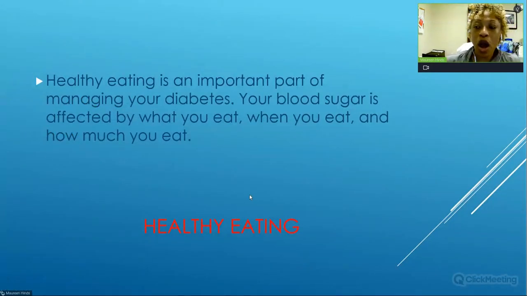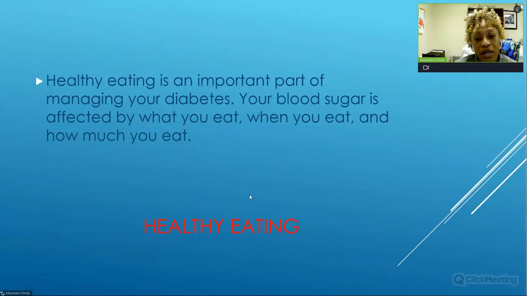All right. When we're talking about healthy eating, it's very important. It's probably one of the high interest areas when we have patients in classes in regards to diabetes and blood sugar control: what can I eat? What am I supposed to eat to keep my blood sugars in good control?